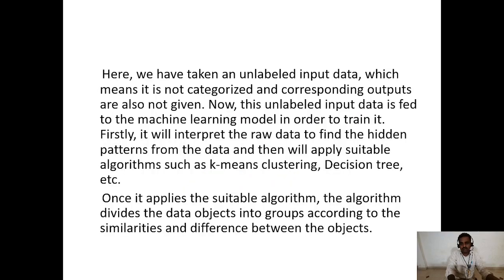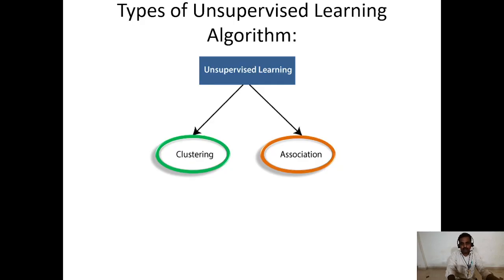So here you take in the unlabeled input data, which means it is not categorized and corresponding outputs are not given. Now this unlabeled input data is fed to the machine learning model in order to train it. Firstly, it will interpret the raw data to find hidden patterns, and then will apply suitable algorithms such as k-means clustering, decision tree, etc. Once it applies the suitable algorithm, it divides the data objects into groups according to the similarities and differences between the objects. This is called unsupervised learning.